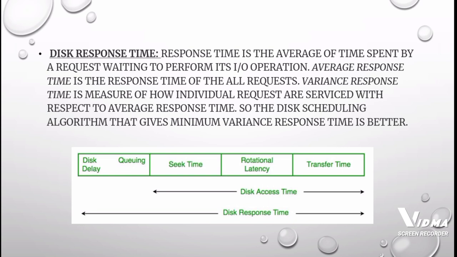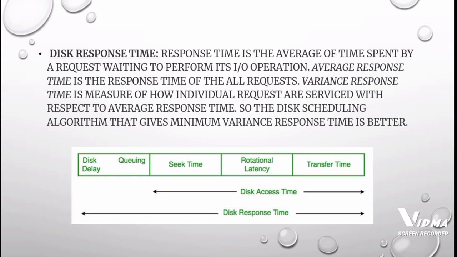Next is response time. Response time is the average of time spent by a request waiting to perform its IO operation. Average response time is the response time of all requests. Variance in response time is a measure of how individual requests are served with respect to the average response time. So the disk scheduling algorithm that gives minimum variance in response time is better.